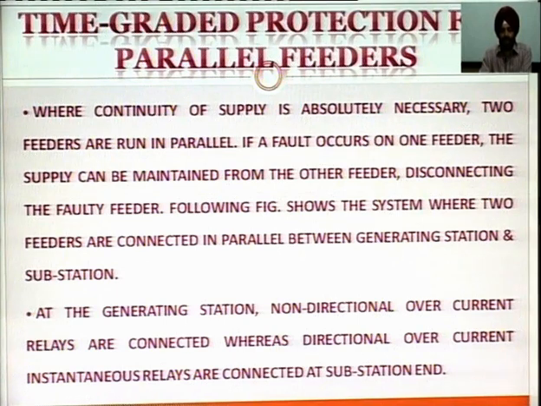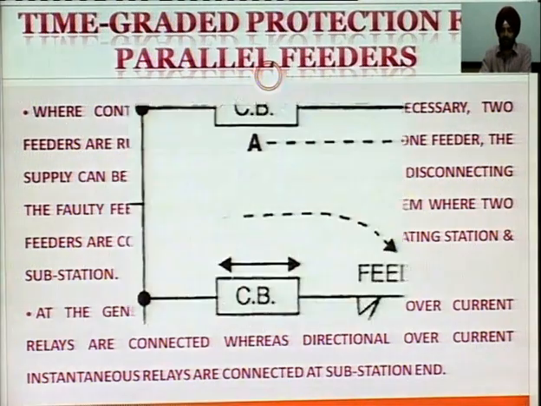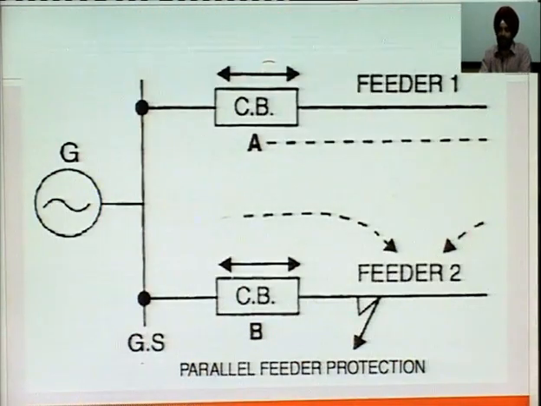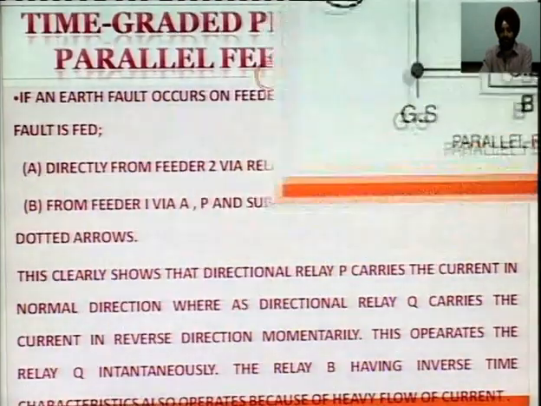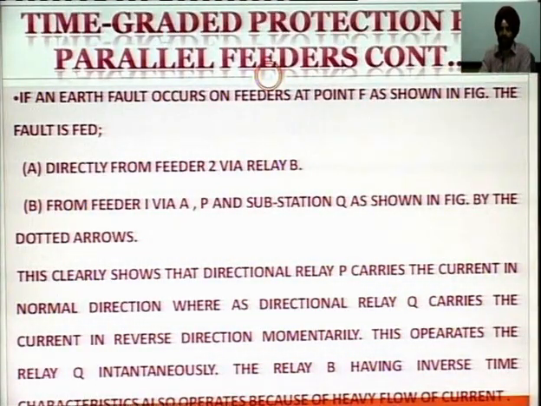So at the generating station, non-directional overcurrent relays are connected, whereas directional overcurrent instantaneous relays are connected at the substation end. You can see we have feeder number 1 and feeder number 2. These two feeders are parallel and connected to a common bus bar. So this is known as parallel feeder protection, if the fault occurs at feeder number 1.